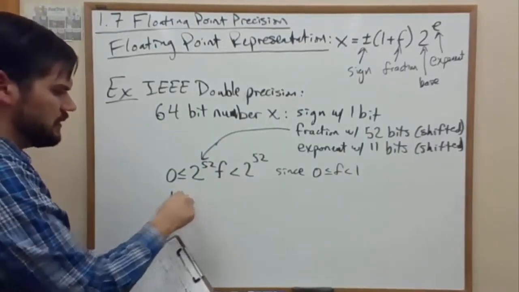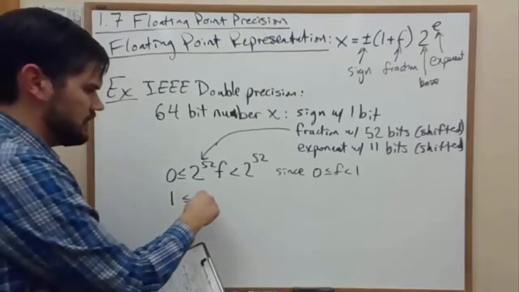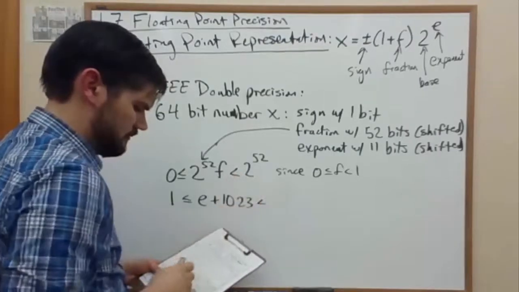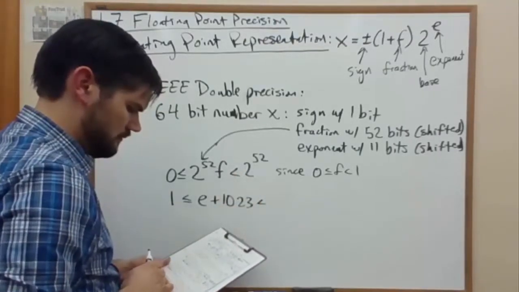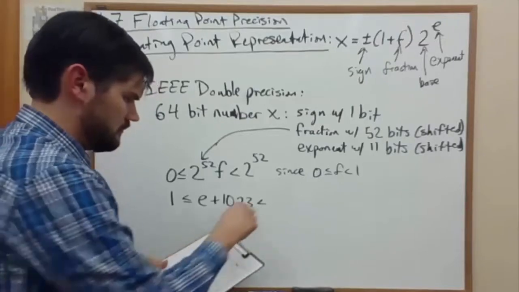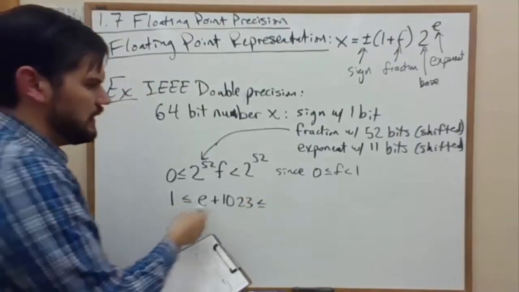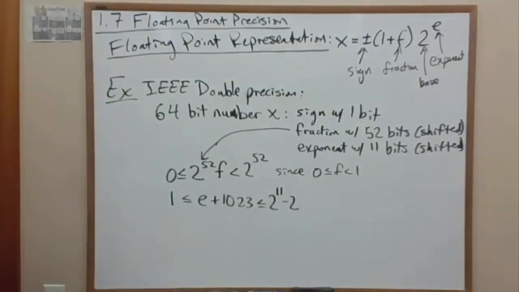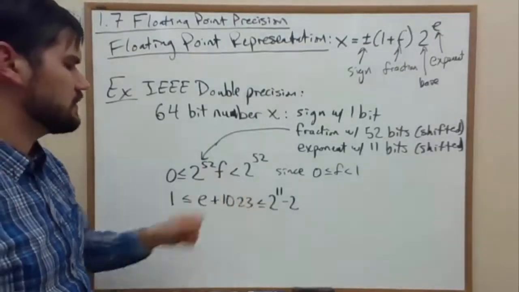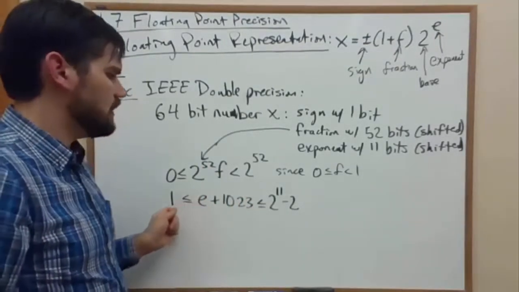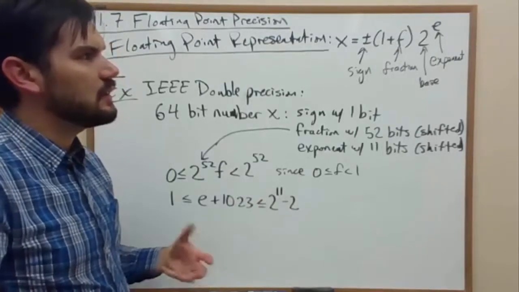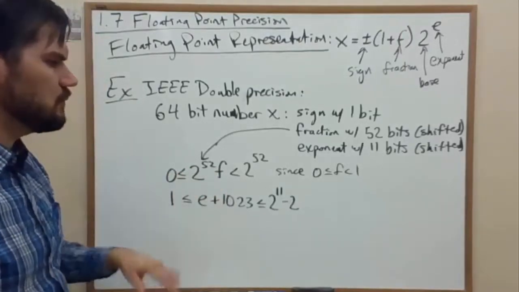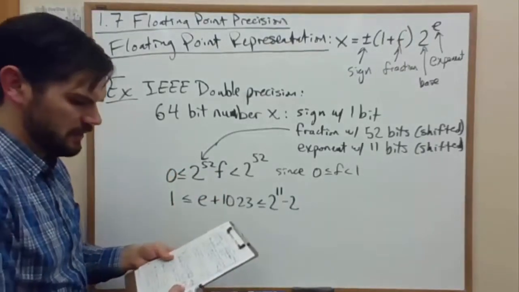And the exponent is shifted by 1023. It is bounded above 1 and below 2 to the 11th minus 2, looking at the 11 bits for the exponent. And the extreme ranges of the exponent are used for specific types of special numbers. So most of the time we're within those boundary limits.